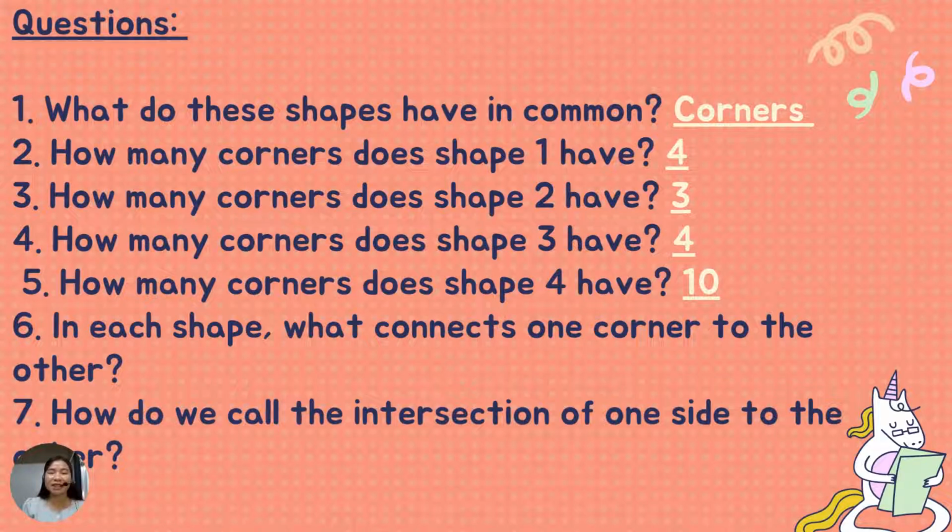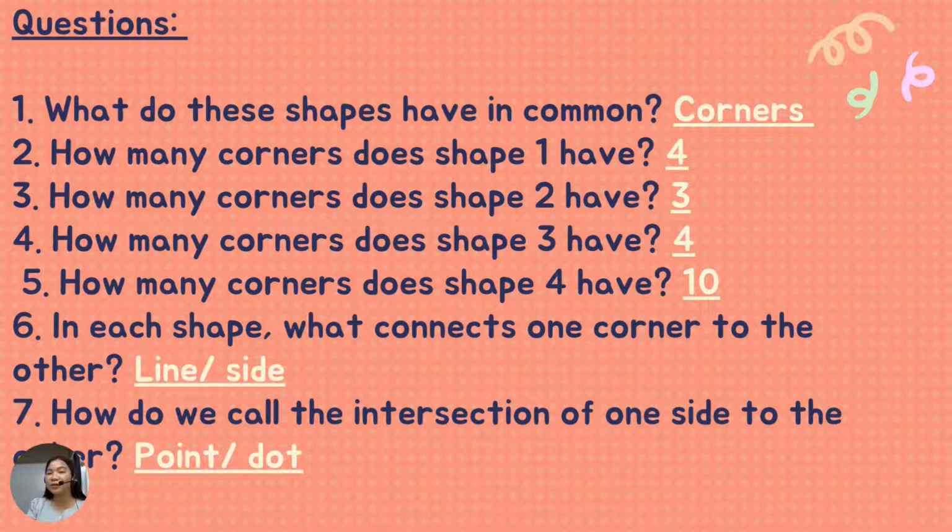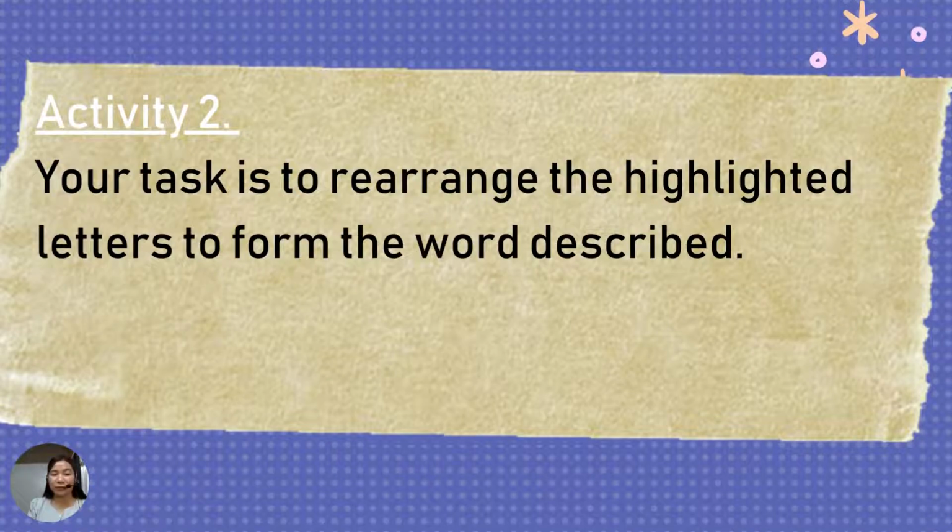Number 6, in each shape, what connects one corner to the other? It is a line or a side. Correct. Very good. Another, what do we call the intersection of one side to the other? We call the intersection a point or a dot. Job well done. Let us now move to activity number 2.